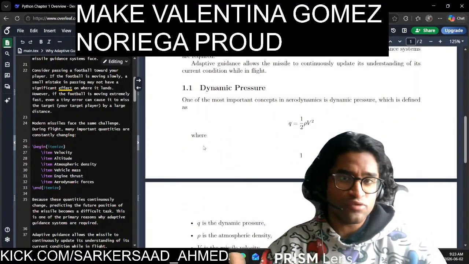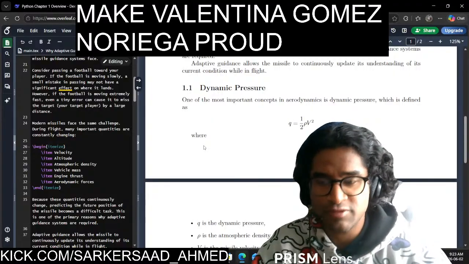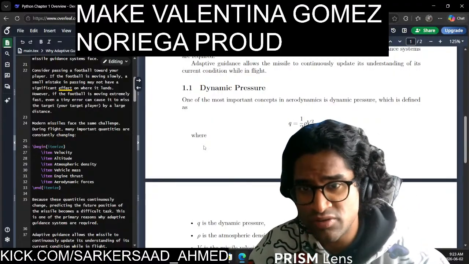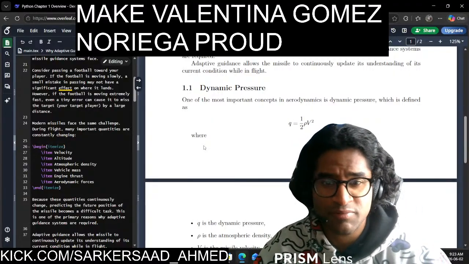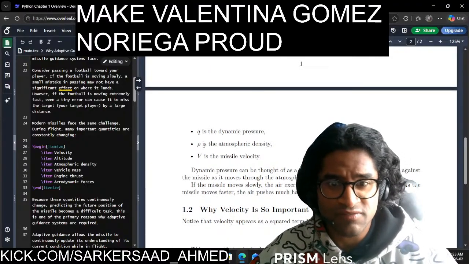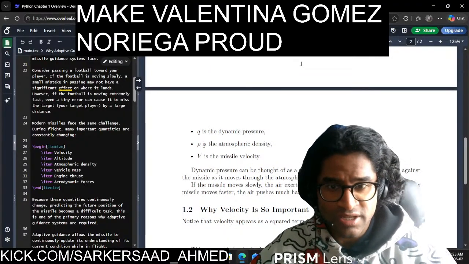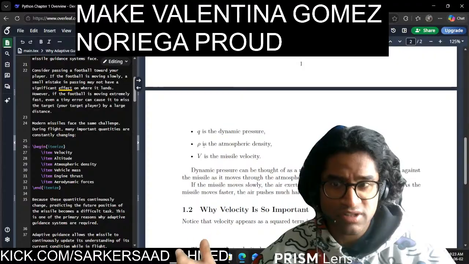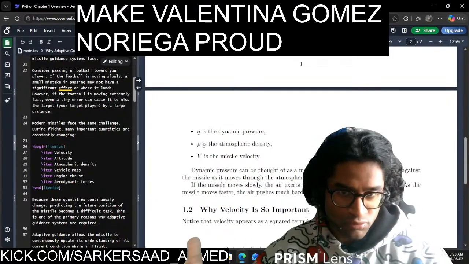Dynamic pressure. One of the most important concepts in aerodynamics is the dynamic pressure, which is defined as Q equal to half rho v squared, where Q is the dynamic pressure, rho is the atmospheric density, and v is the missile velocity. Dynamic pressure can be thought of as a measure of how strongly the air pushes against the missile as it moves through the atmosphere.